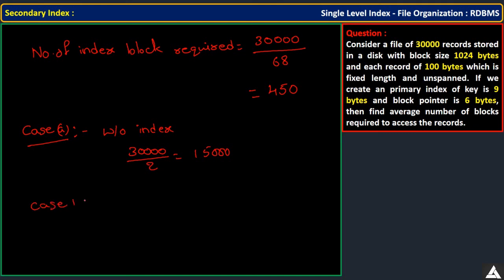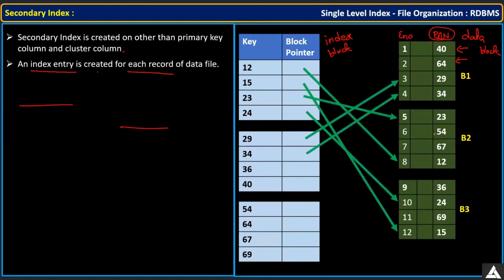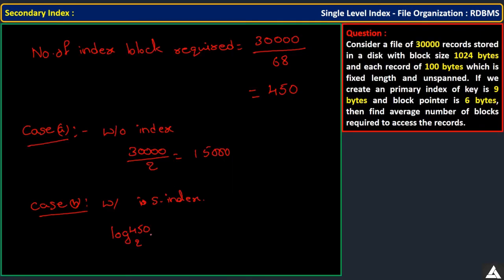Now case B, with secondary indexing. What is going to happen? Log 450, because the index entries are ordered. Though part number is not ordered in the data block, in the index blocks it is ordered, so you can apply log 450 base 2, which is approximately 9. So 9 searches are required in the index blocks, and one search is from the index block to the data block. In total 10 searches, and within 10 searches you reach the actual record. So the average number of block accesses required is 10.